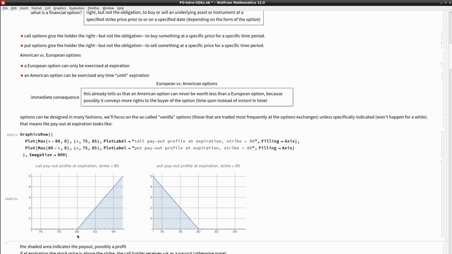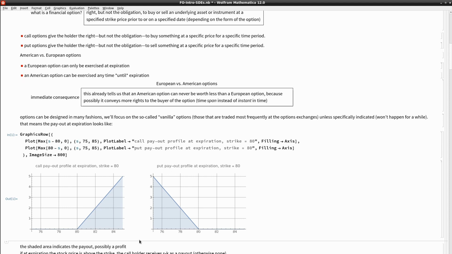It doesn't have to be a profit. It's just a payout, right? Because you paid something for the option. It's not necessarily a profit, but it can be a profit. So if the strike is 80, then we are receiving stock price minus 80 as a payout at the expiration for the call. If we're talking about a put, then we're getting $80 minus the stock price as a payout if the stock price ends up being less than $80, right?